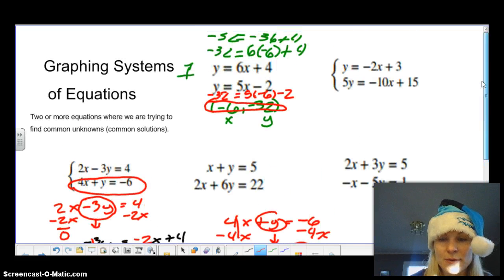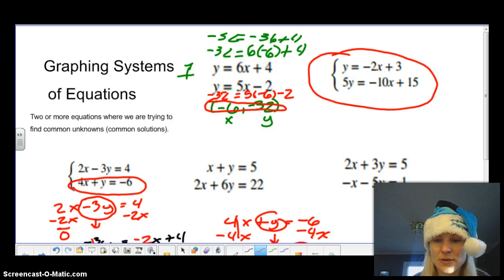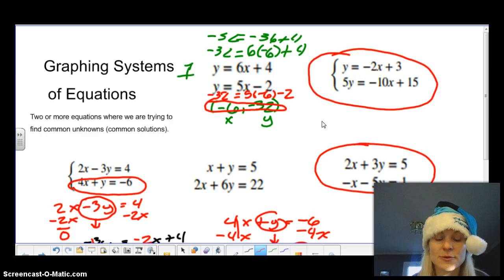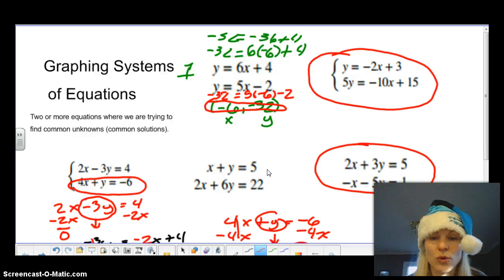I would like for you tonight to practice this one, okay? So that would be one example. Again, you have to get this into slope-intercept form. And then I would like for you to, let's do this one. So do these two examples on your calculator. You should say whether they have one solution, no solutions, or all solutions. And if they have one solution, you should tell me what that solution is.